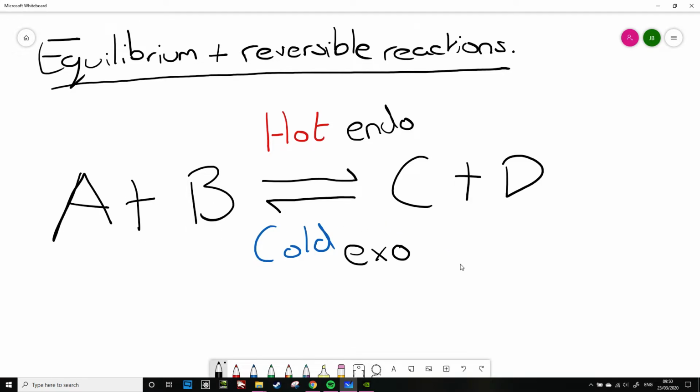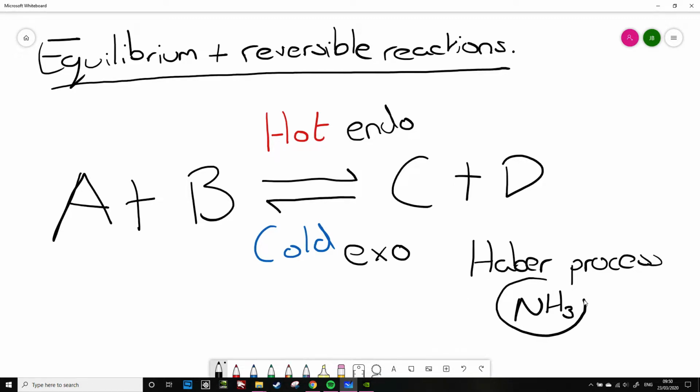And a good example of this is the Haber process. In this process we make nitrogen and hydrogen react together to form ammonia. Now ammonia is the desired product, so we have to manipulate it to make more of this, and I'll go into more detail about this at a later point. Right, let's talk about Le Chatelier's principle.